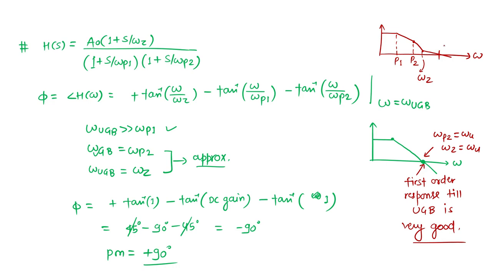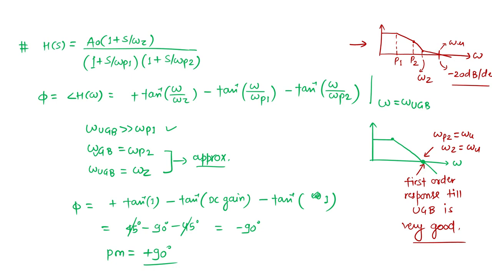So this is my omega UGB. Around omega UGB, what I can see is that this slope is minus 20 dB per decade, which means it is a first order behavior around the omega UGB. So this is also acceptable for better phase margin. For good phase margin, it is acceptable. I can say this.